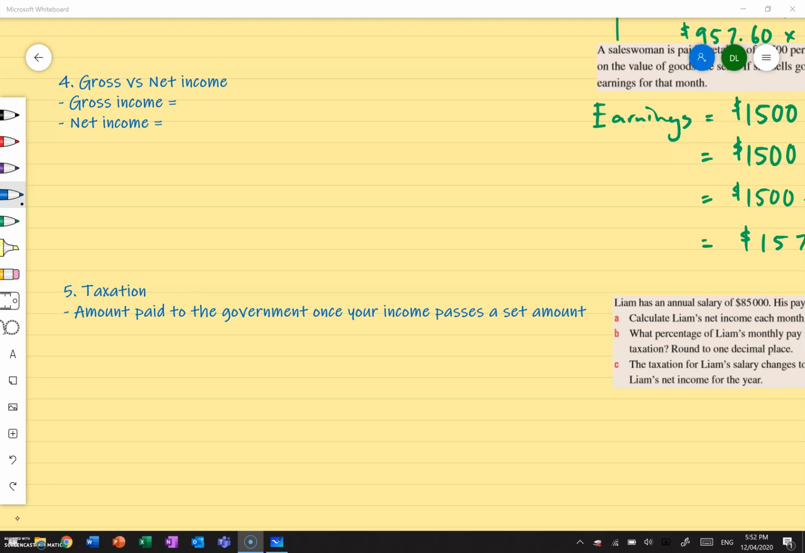All right, let's continue where we left off. We left off at our gross versus net income. So there's a very big difference. They sound very similar, but there's a very big difference. So let's go ahead and define them.